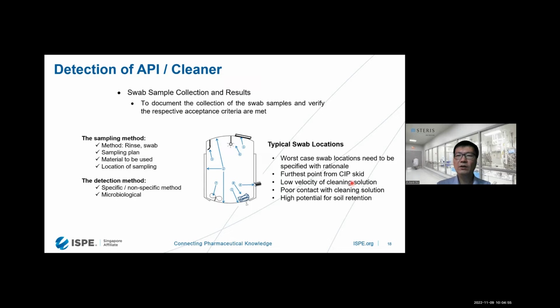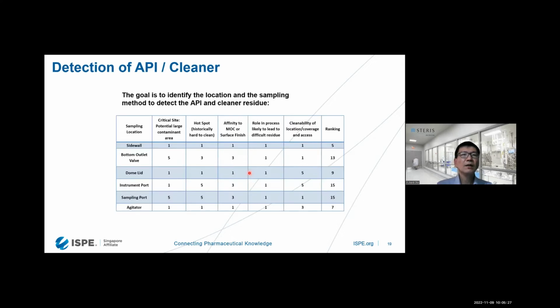So these are the typical swab locations for the vessels. So worst case locations need to be specified with the rationales. Typical ones are basically the agitators, the outlet valve, some of the sampling ports, the sight glass as well. So this can be justified by the low velocity of cleaning solutions or poor contact of cleaning solution, or high potential for soil retention, especially the ledges in those sampling ports or the instrument ports. So these are basically the locations and the sampling methods for the API cleaning residues.